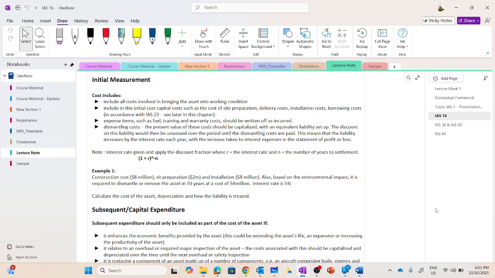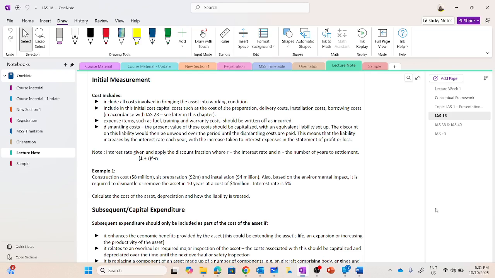And this concept will also give rise to the recognition of a liability, because after we have discounted the cost, we are going to debit the asset and we are going to credit liability. And why are we going to credit liability? We are going to look at it when we solve the question.